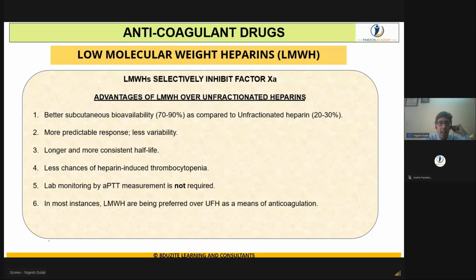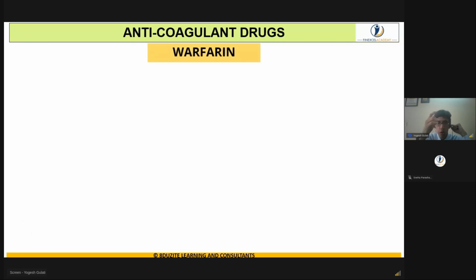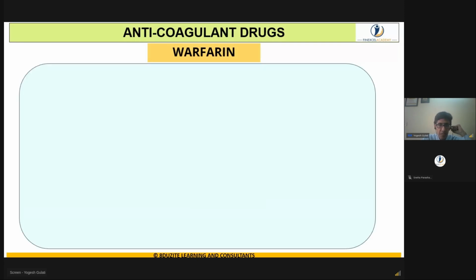And in most instances, LMWH are now being preferred over unfractionated heparin as a means of anticoagulation. In most instances, there are some in which heparin is preferred, but in most instances, LMWH are preferred. So these were the advantages of low molecular weight heparin. So I'll stop heparin because it is too much data. Now I'll touch upon warfarin.